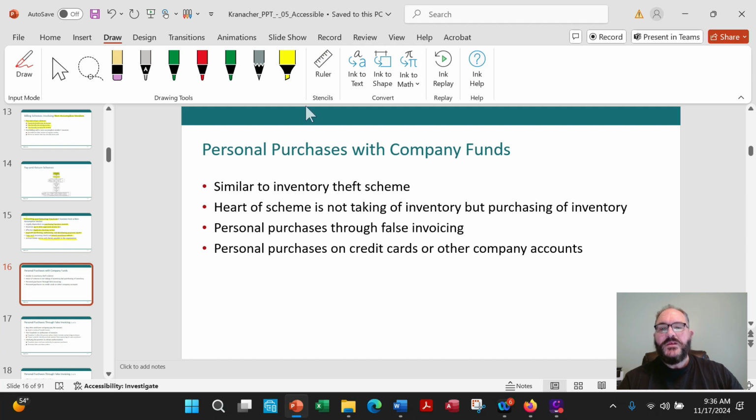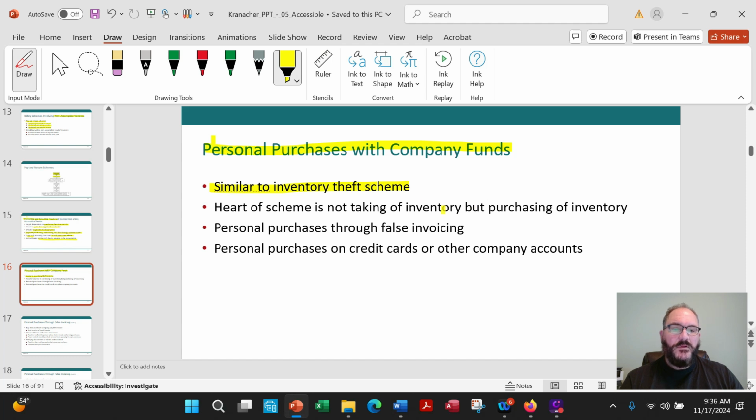Now, another item that folks do is personal purchases with company funds. By the way, they get really upset if you do that and you get caught. But I can tell you, the state freaks out. Similar to inventory theft, but again, it's not about taking of inventory, but purchasing of inventory. They use false invoices on credit cards or other company accounts. Sometimes they will be buying stuff and selling it back to the company, and other times buying for their own personal use and slipping it through on a company invoice.